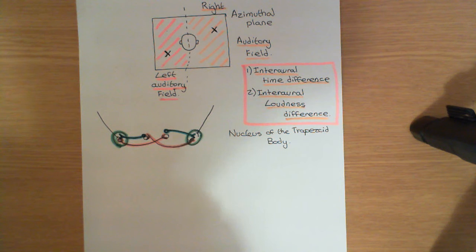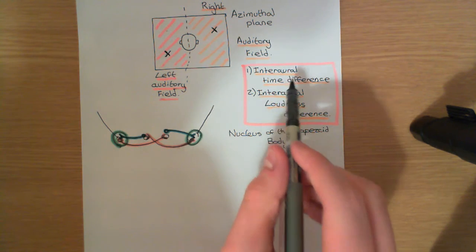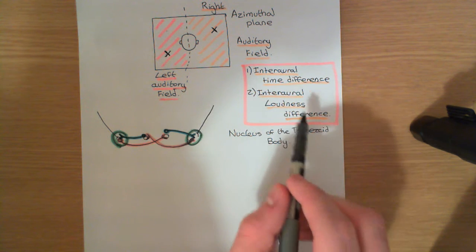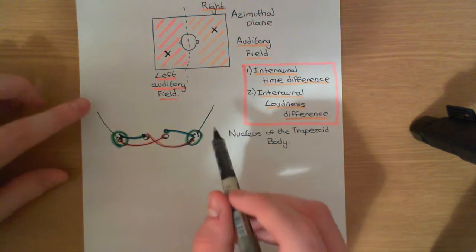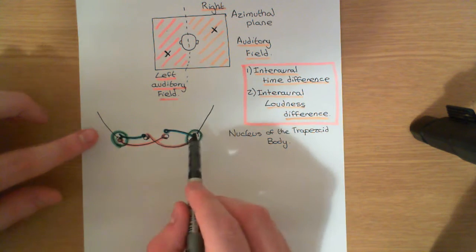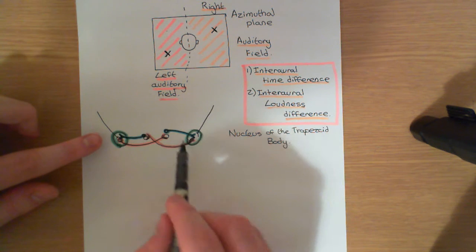So I hope that now makes sense what the superior olives are doing. They are working out which side of the auditory field the auditory stimulus is actually present on, and they're doing it through the interaural time difference and also, to a lesser extent, the interaural loudness difference. You have to factor that in as well: the initial stimulation to this one will be greater than the stimulation to this one. That will also help to make sure that this one's the one that will be turned on and this is the one that will be turned off.